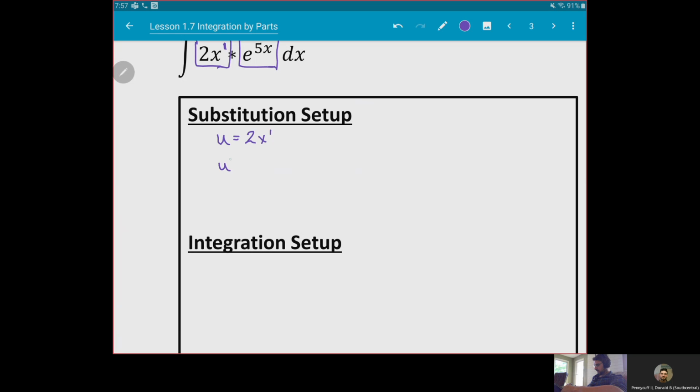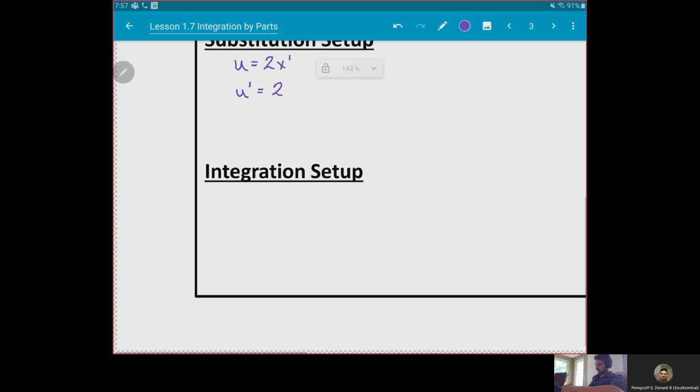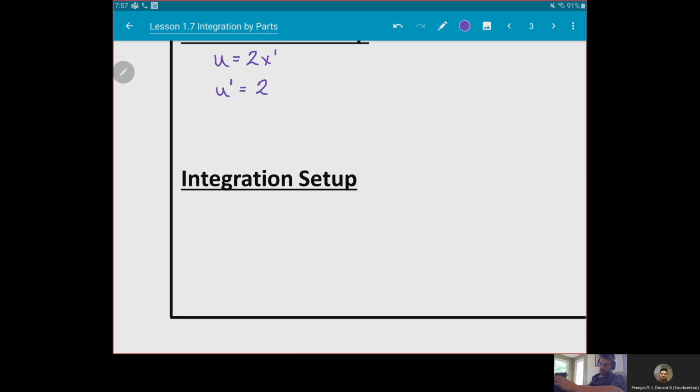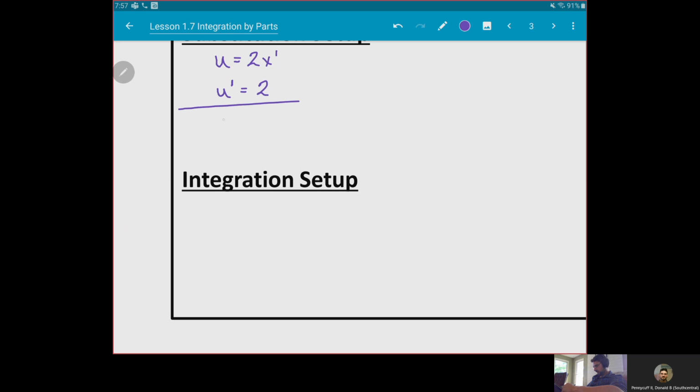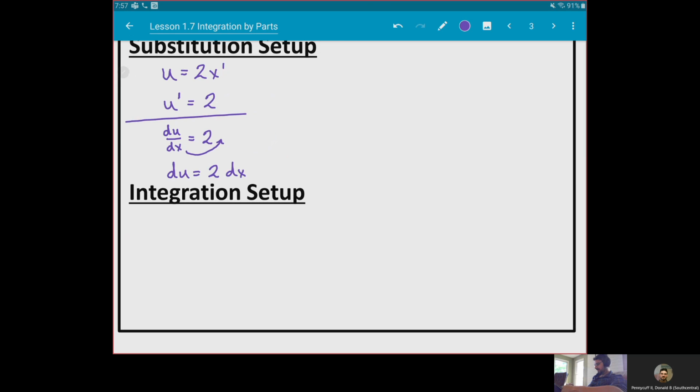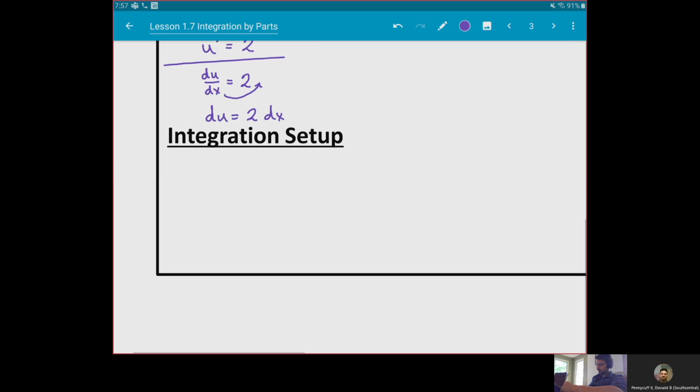Then I'm going to take the derivative. So that's going to be a 2. Now, unlike substitution method, I am not trying to get dx alone. I'm trying to get du alone. So this is really du over dx is equal to 2. So the dx goes over, and I get du equals 2 dx. Now, once I write the formula down, you'll see why that is. Okay, but I'm not trying to get dx alone with integration by parts.